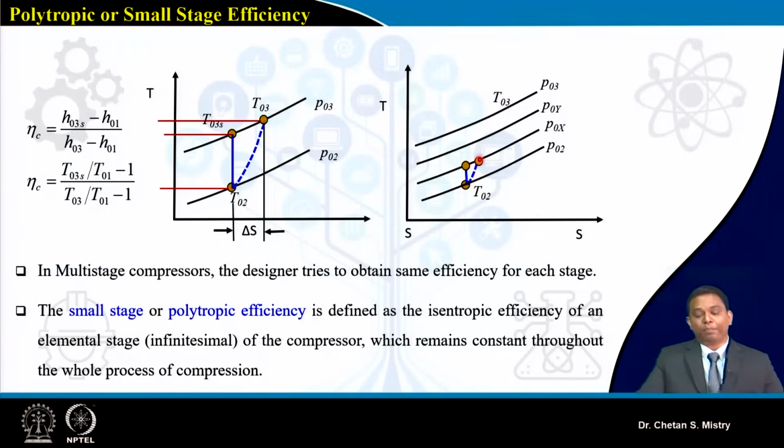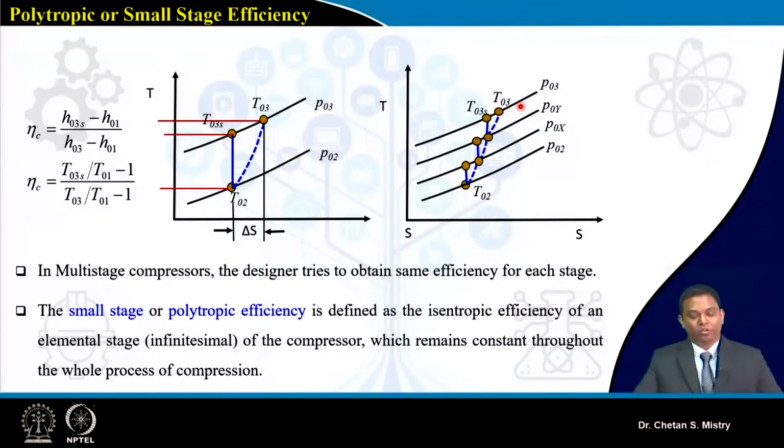Now this temperature that comes out from my first stage will be entering into my second stage. That will go for isentropic compression. In actual, I will have my temperature to be larger. Similar to that, for my third stage, I will have this temperature rise, that is T03s, and this represents my T03.